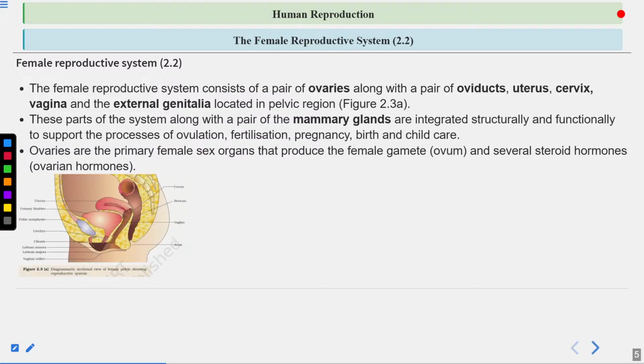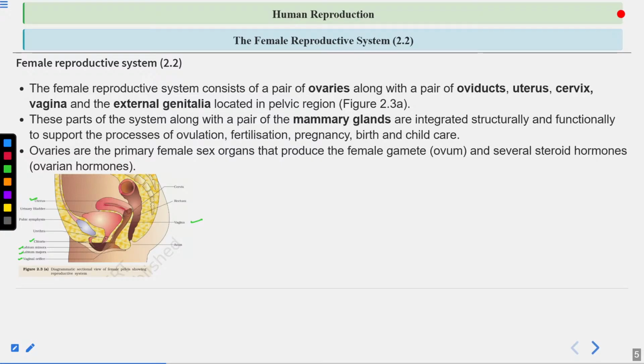So here you can see in this figure, this is a diagrammatic sectional view of the female pelvis showing the reproductive system. Here you can see different parts of the female reproductive system. You can see the uterus here. Then you can see the clitoris, labia minora, labia majora, vaginal orifice, and the vagina. So these are all the parts of the female reproductive system, and we will discuss the function of these parts.